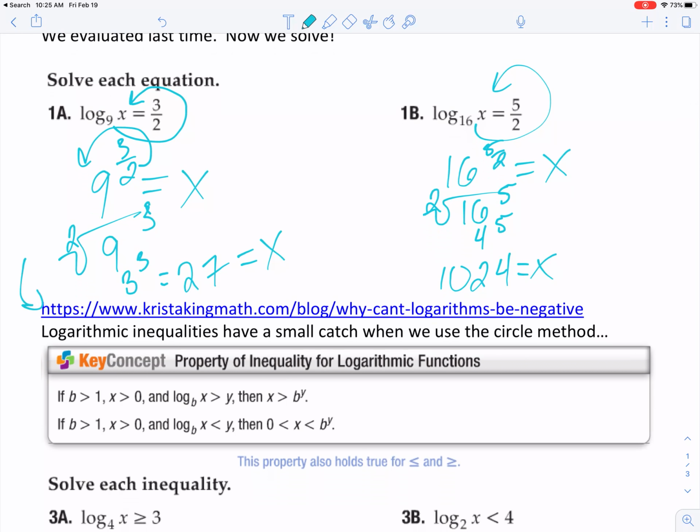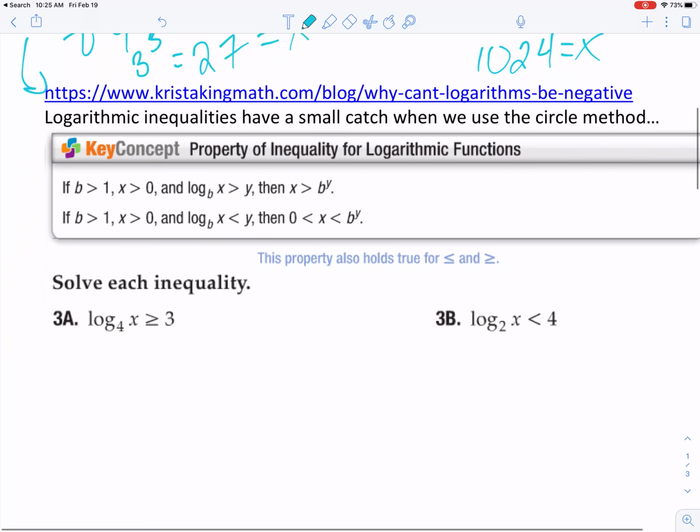I think we're going to maybe watch this in class. This is a really good video about why logarithms can't be negative. She explains it way better than I can. We'll watch it in class, or maybe I'll post the video too. But for now, take my word on it that a logarithm cannot be negative.